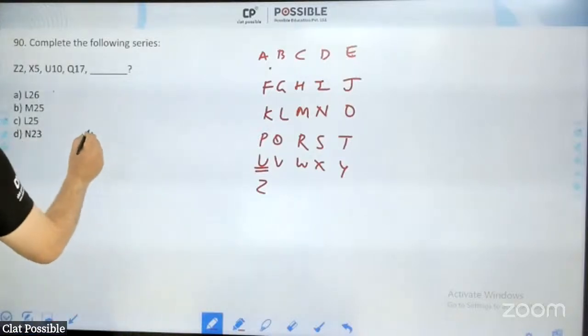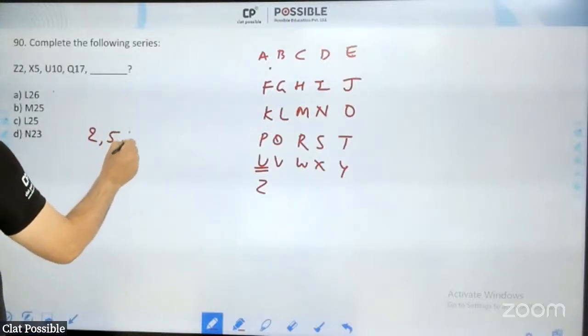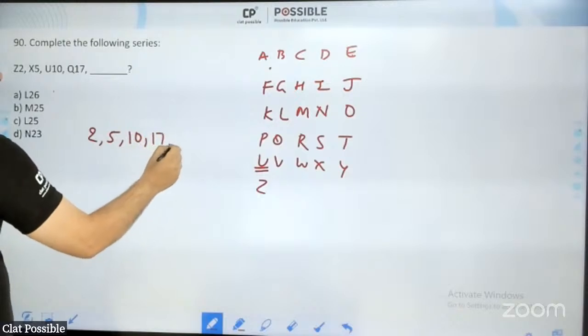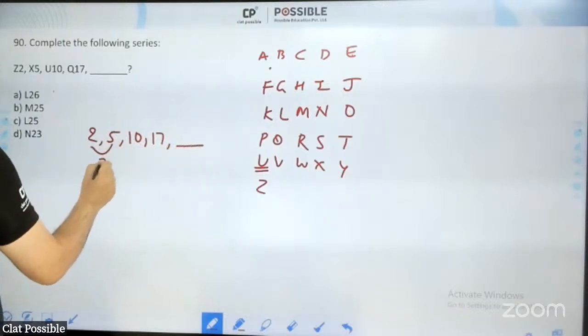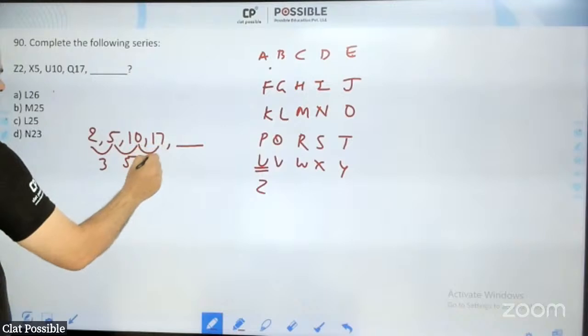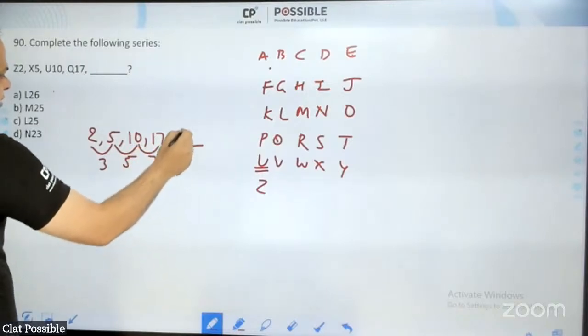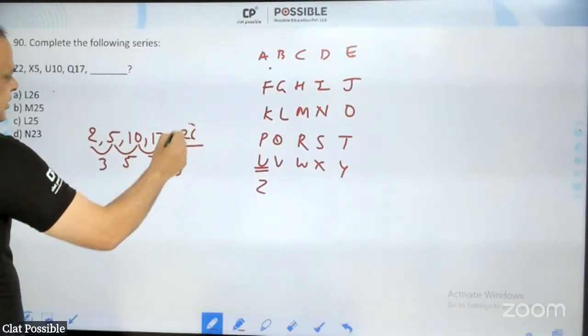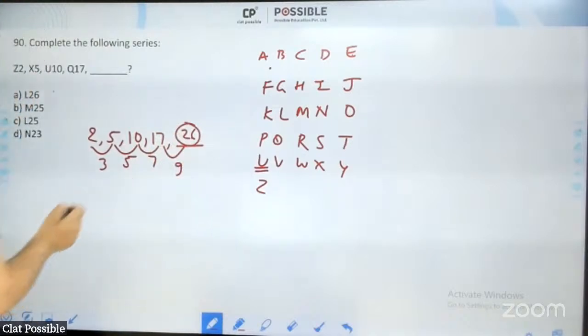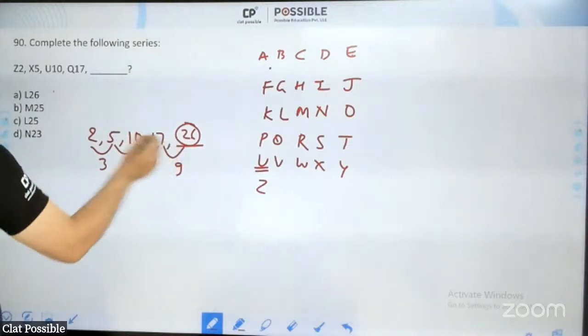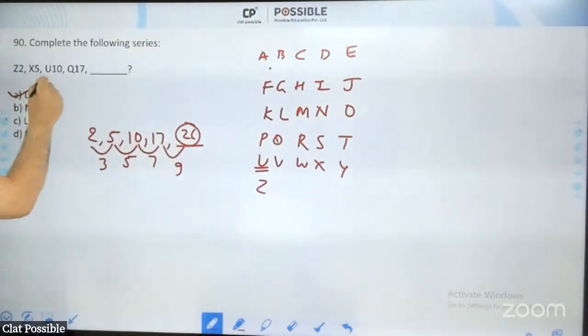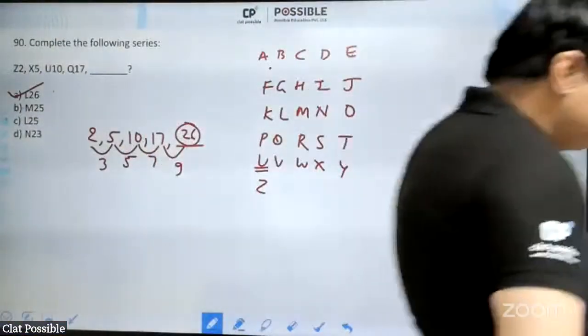Next one is 2, 5, 10, 17. So difference of 3, difference of 5, difference of 7. So the next one should have a difference of 9, 17 and 9 should be 26. 26 means Z. Okay, 26 is the number that we are looking at. So 26, the only option is A26. So therefore that is the correct answer.